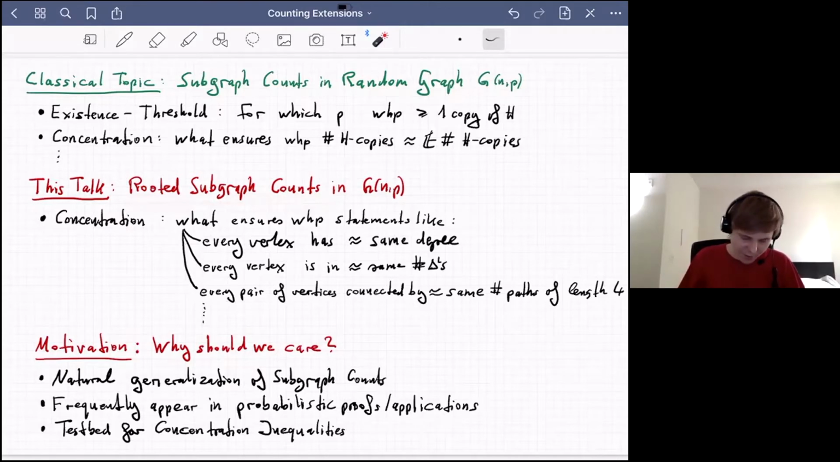The third motivation, which is how I originally arrived at studying these rooted subgraph counts, is that they provide a convenient test bed for studying various concentration inequalities.